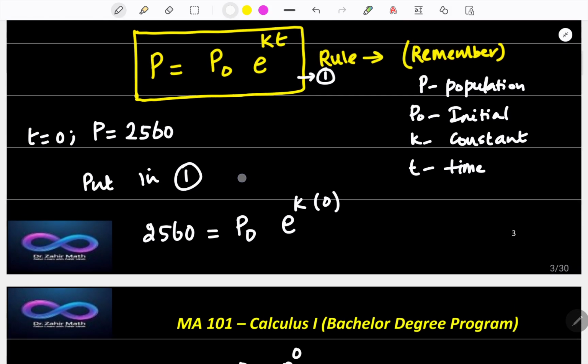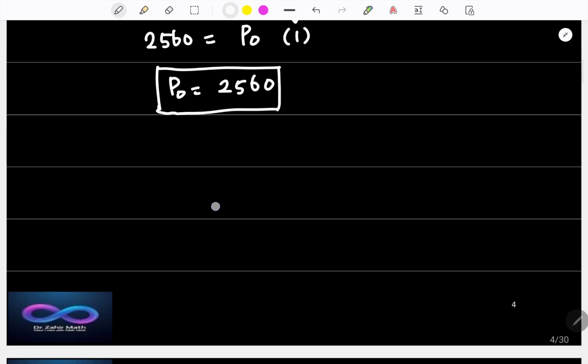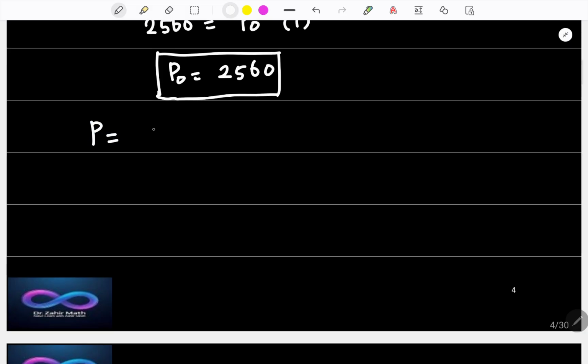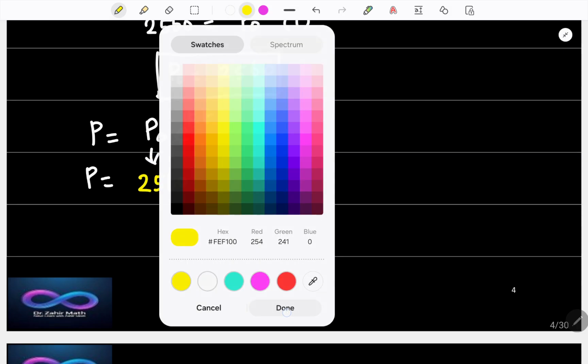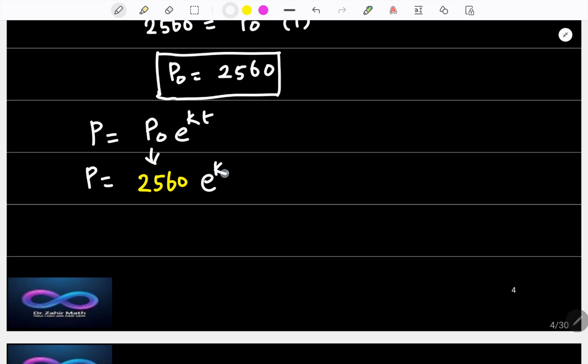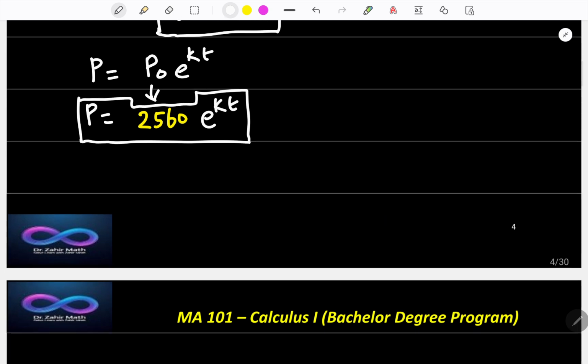Go back to equation 1 and rewrite it. Now your P is equal to P naught e power kt, which becomes P equals 2560 e power kt. So right now this is your equation. Clear, everybody?